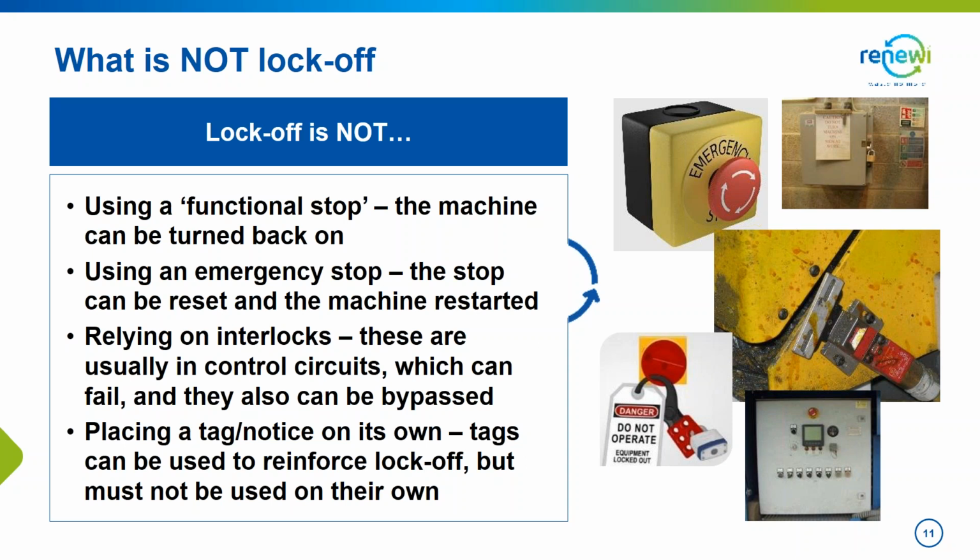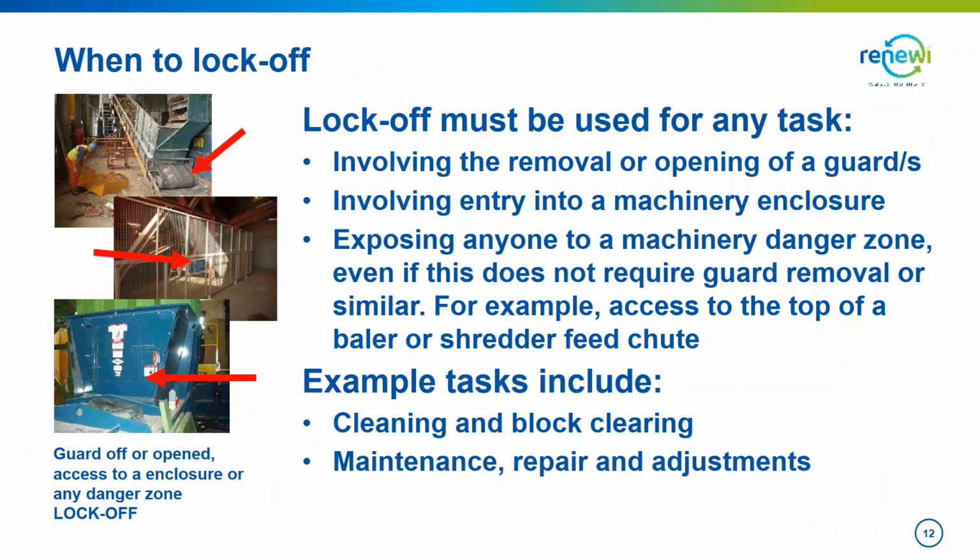It's not relying on interlocks. These are in control circuits, and I'll come back to that later in the presentation. They can and have failed, and they can also be bypassed. So you've got a rather horrific photograph there on the right-hand side of the slide, where someone has disconnected a tag interlock, and the red fluid is indeed blood from a fatal accident. It is also not placing a tag or notice on its own on the machine. Tags can be used as reinforcement, but obviously they're very easy to remove, so they shouldn't be used on their own. So quite a basic principle.